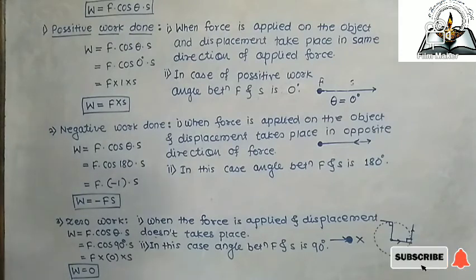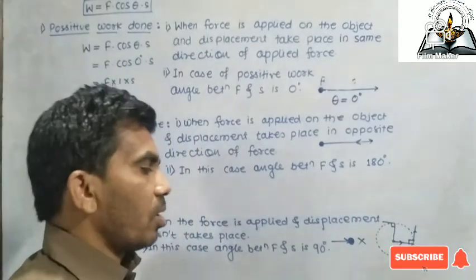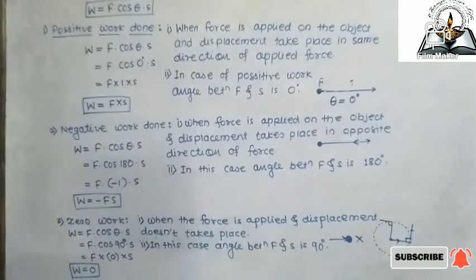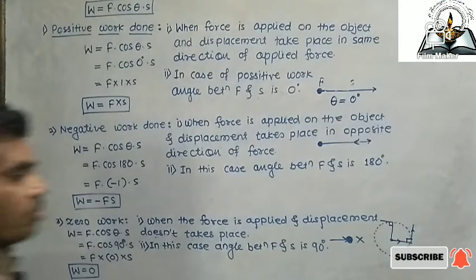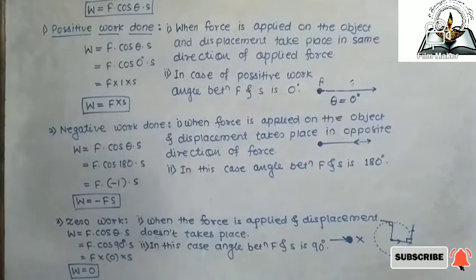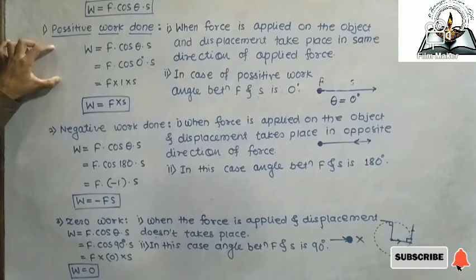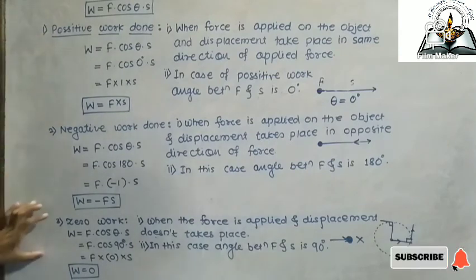Another one, the zero work done. So what is zero work done? When the force is applied on the object and displacement doesn't take place, or maybe we can say that when the displacement takes place along the circumference, then the angle between the applied force and displacement is 90 degree. Then what is the value of cos 90? Cos 90 equal to 0. So obviously the work done should be found to be 0. So this is about the positive work done, negative work done and zero work done.